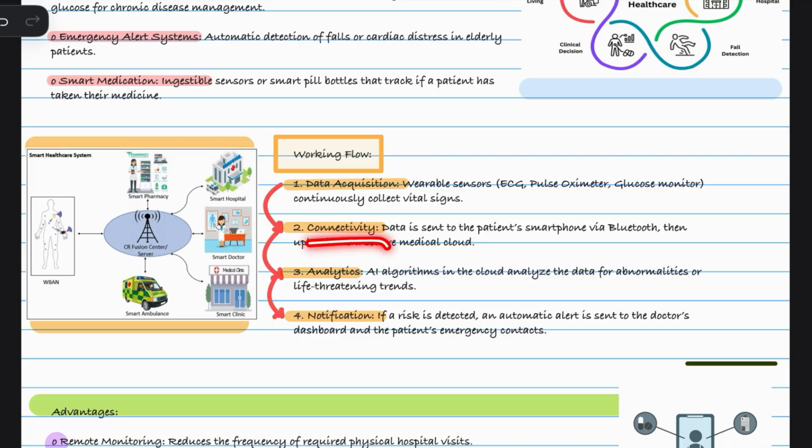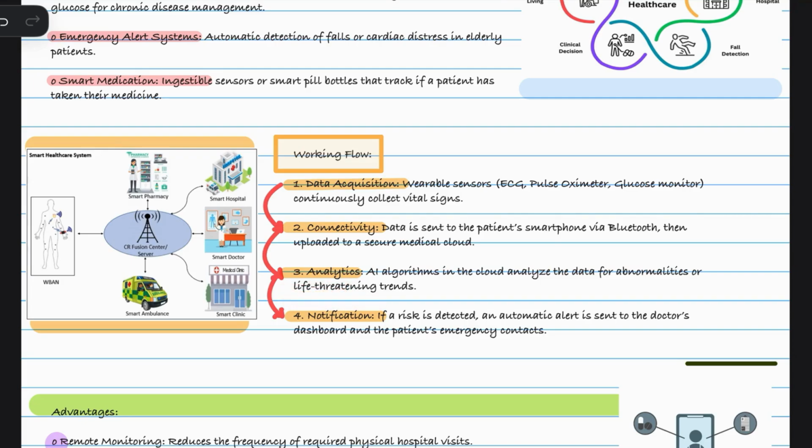Then connectivity. Because these devices sit on the human body, they use ultra low power Bluetooth Low Energy, which is BLE, to sync with the patient's nearby smartphone. So whatever signals are coming, they are sent to the smartphone. The smartphone then acts as a personal gateway, passing that data over a 4G or 5G network to a secure medical cloud.